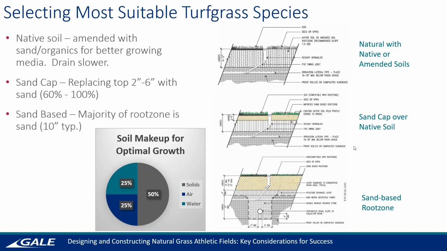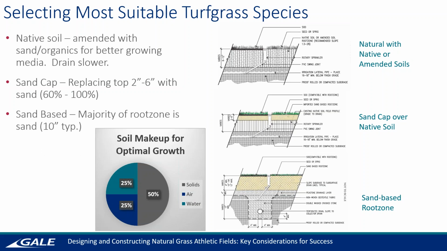The top one to the right is your natural and native amended soils. So on these, like I said before, we're talking about amending it with some sand and organics and better growing media. But ultimately, because they're native, they tend to drain slower than the other two. The other two are a little bit more on the high end, more higher level of competition.